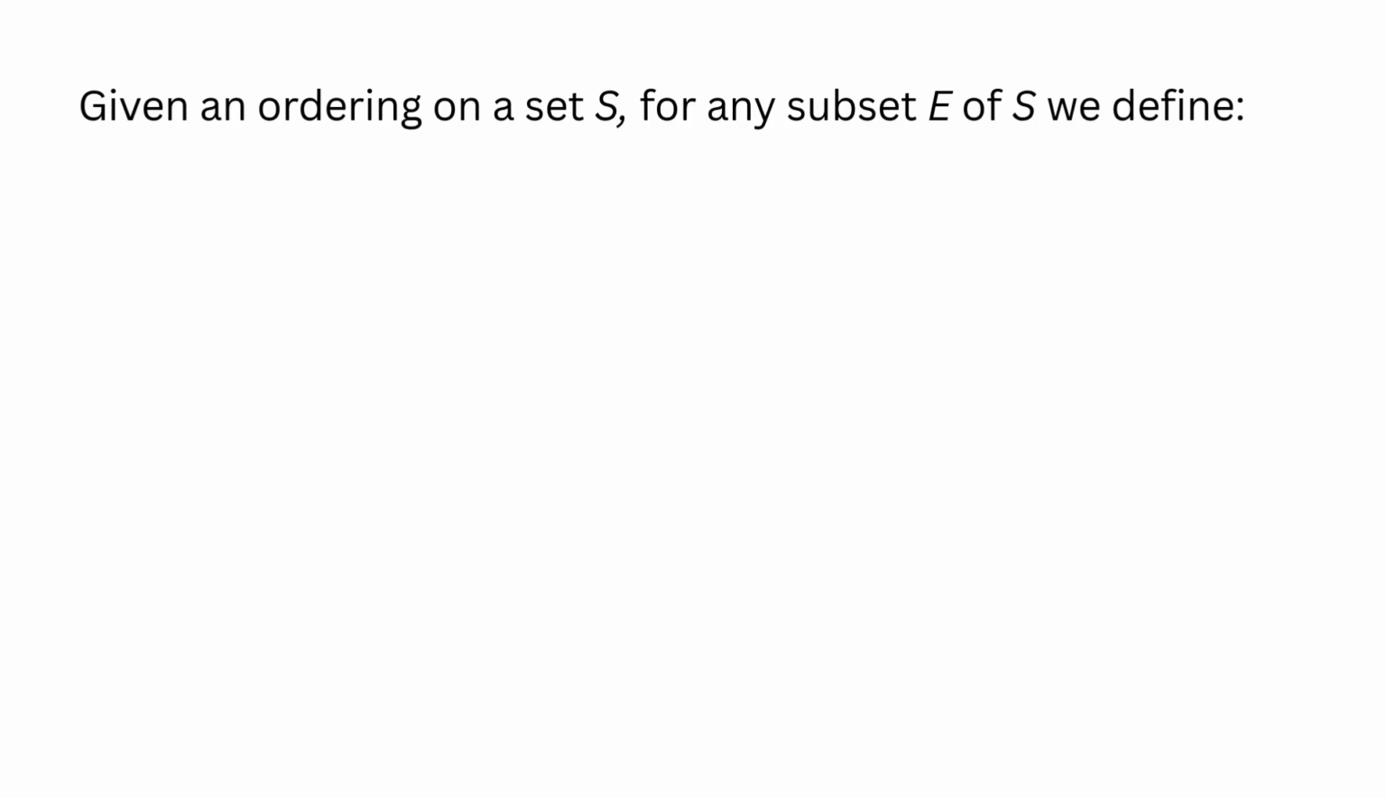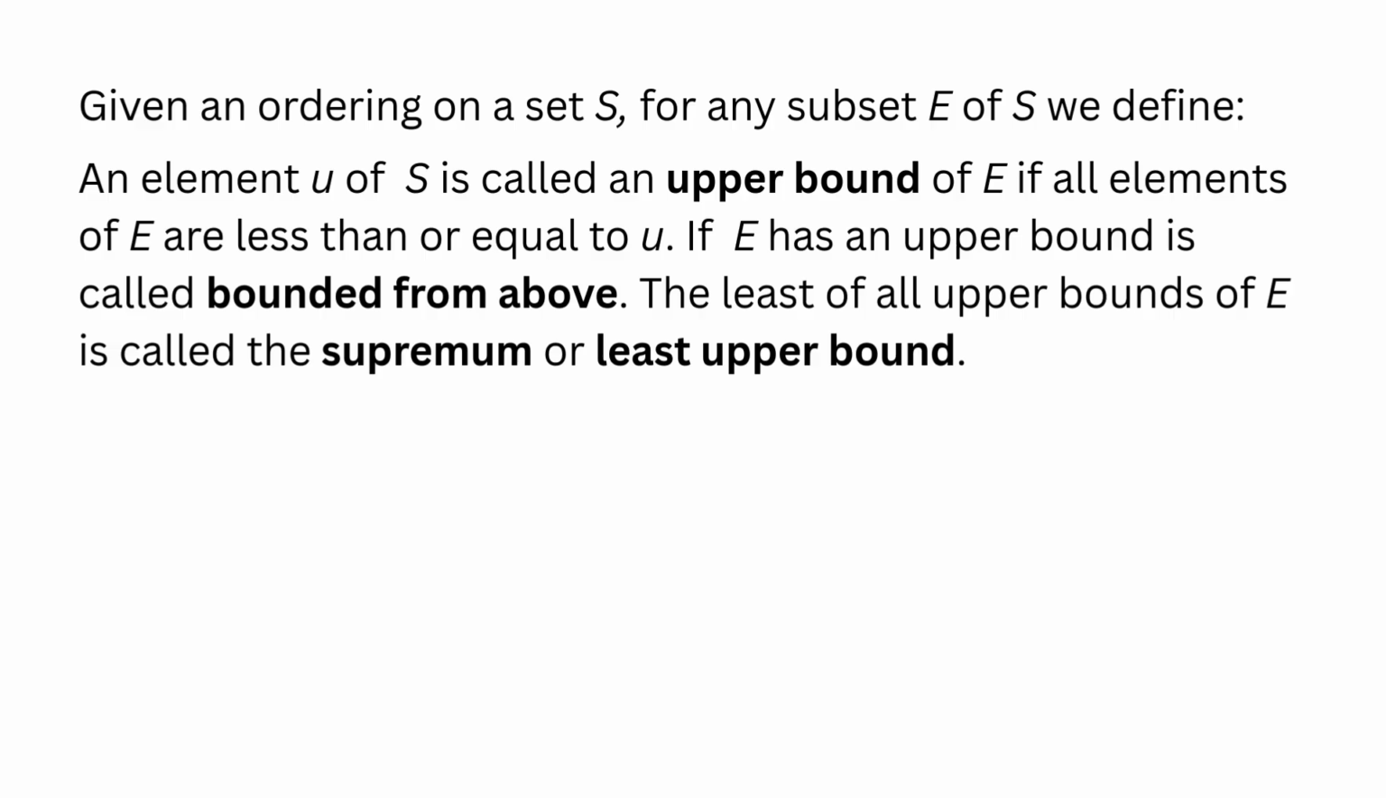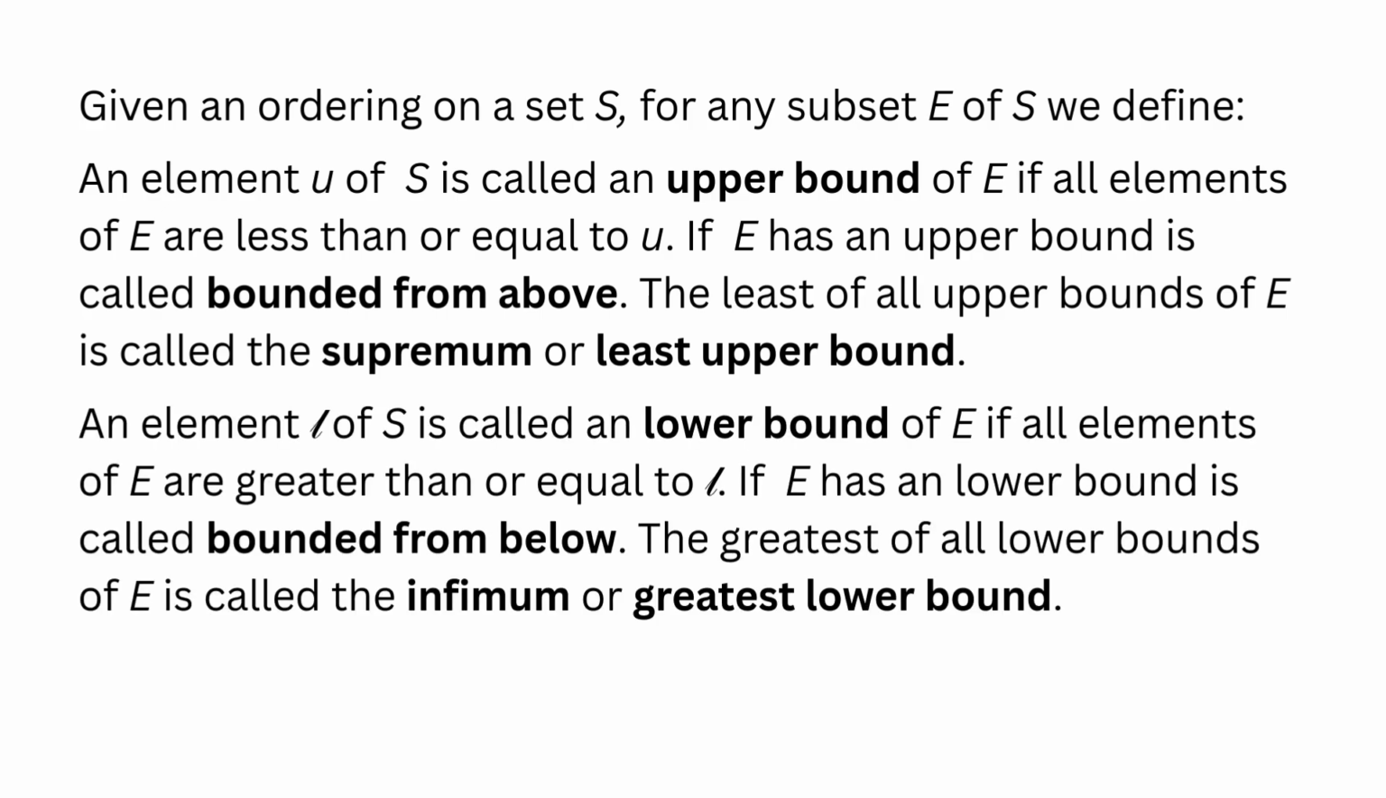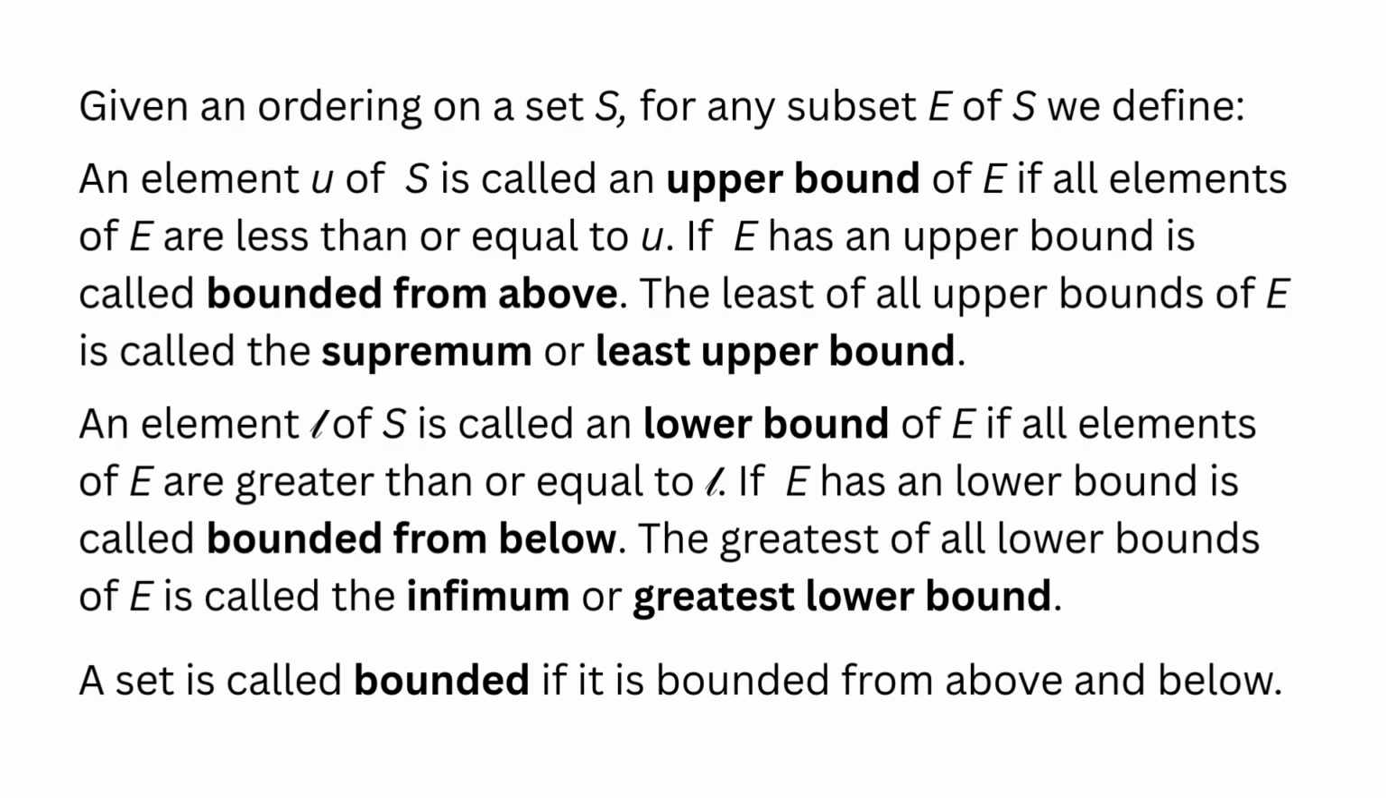Given an ordering on S, for any subset E of S we define: an element U of S is called an upper bound of E if all elements of E are less than or equal to U. If E has an upper bound, it is called bounded from above. The least of all upper bounds of E is called the supremum or least upper bound. Similarly, an element L of S is called a lower bound of E if all elements of E are greater than or equal to L. If E has a lower bound, it is called bounded from below. The greatest of all lower bounds of E is called the infimum or greatest lower bound. A set is called bounded if it is bounded from above and below.